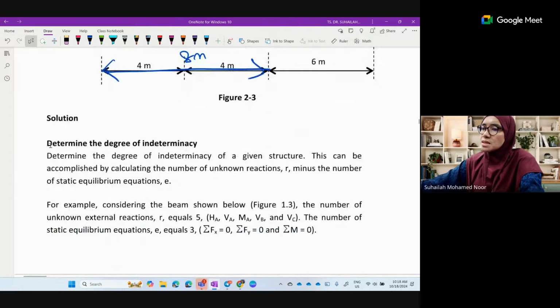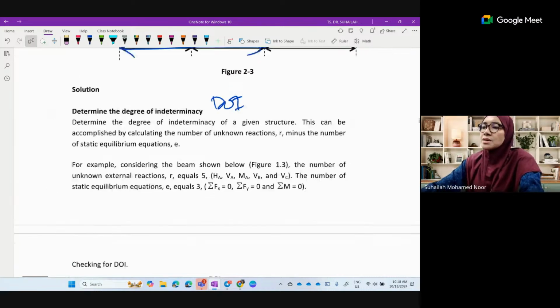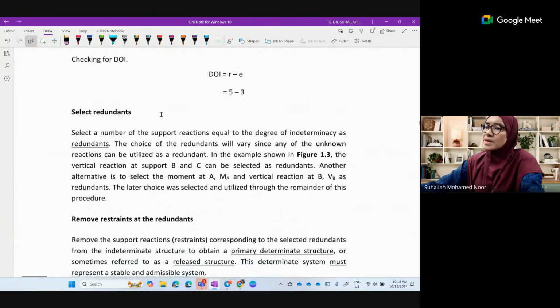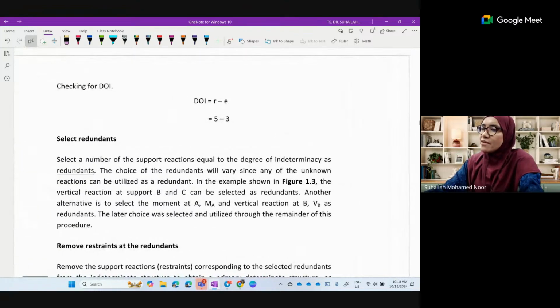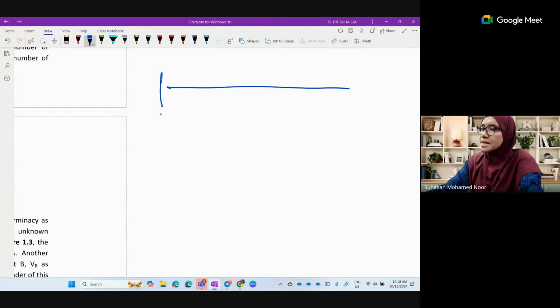This is the procedure. Start by determining the degree of indeterminacy, DOI. Then we have to choose the redundant. Select the redundant.